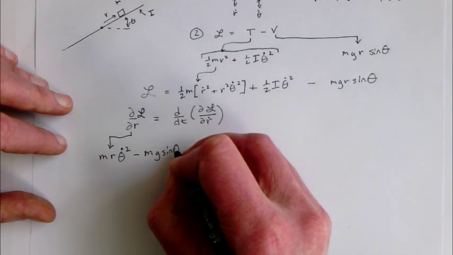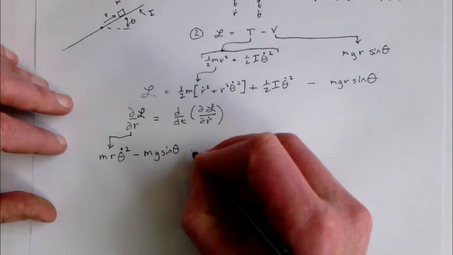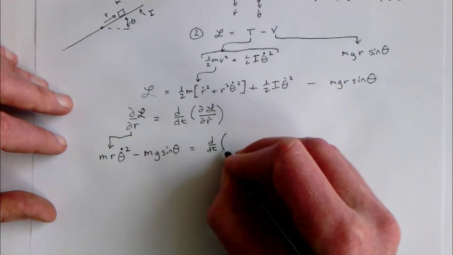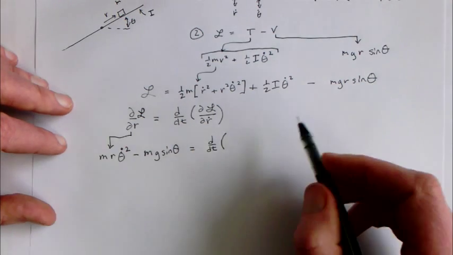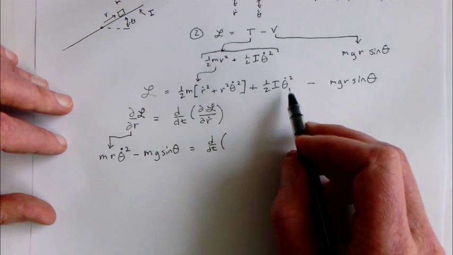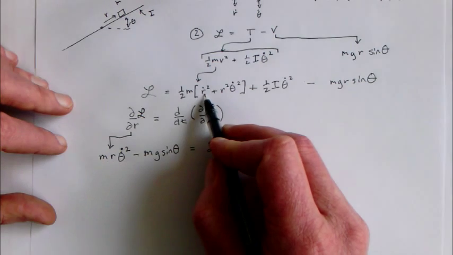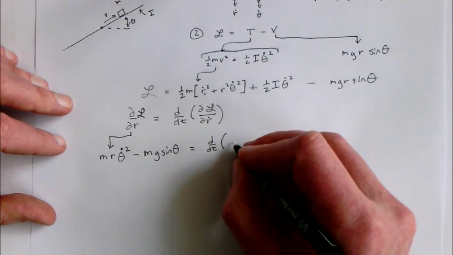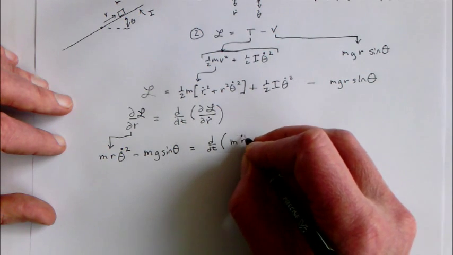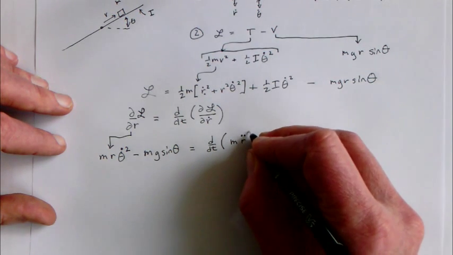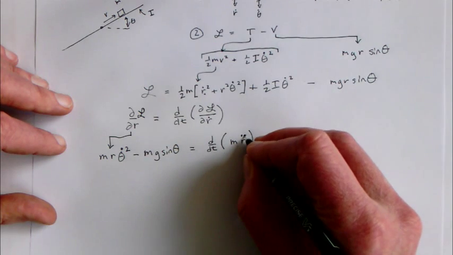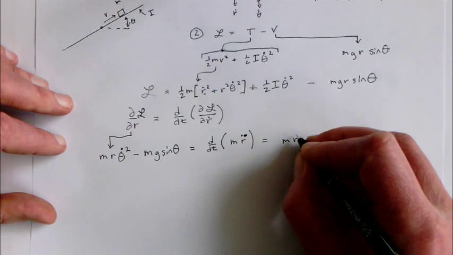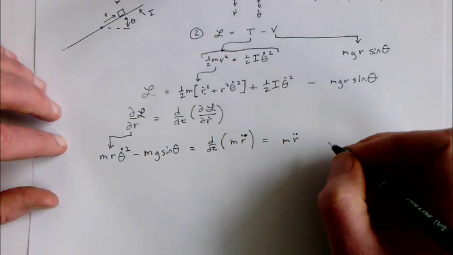And then on the right-hand side, I'm going to take the time derivative of the partial of the Lagrangian with respect to r dot. Well, the only place r dot shows up is right there. There are no other r dots, so I'm going to take d by dt of m times r dot, which is simply m times r double dot.